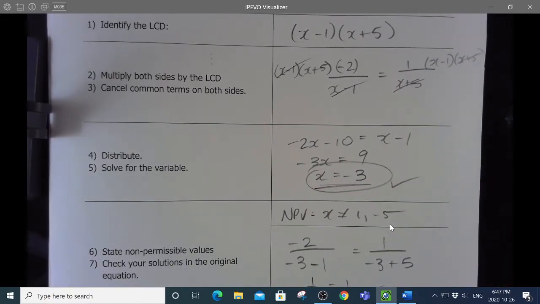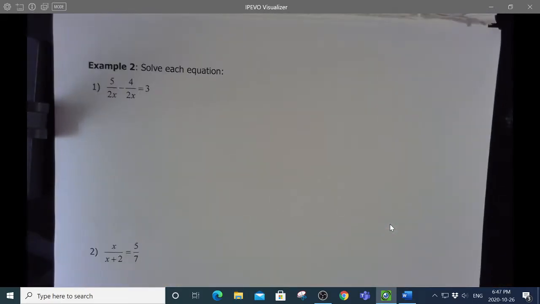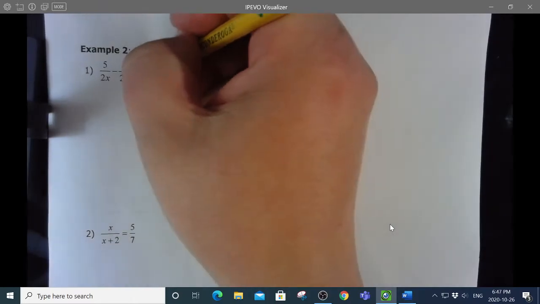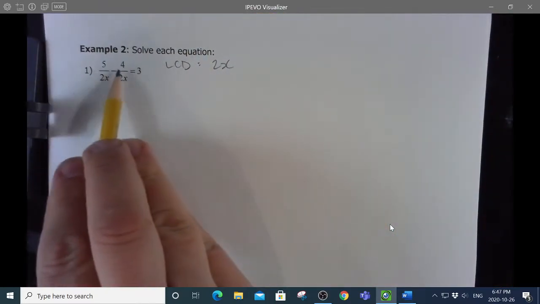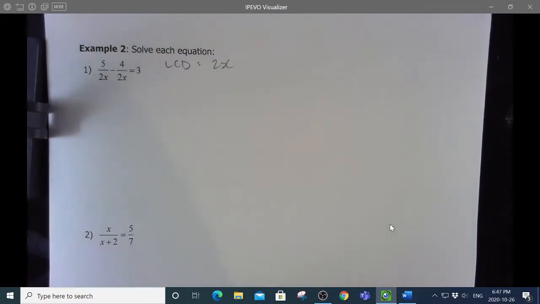Okay, so that's an easy one. They get harder. Let's check out this one. Okay, this one, we need a lowest common denominator of 2x. So we're going to multiply each term, and there's 3 different terms here. Terms are, of course, things separated by add, subtract.